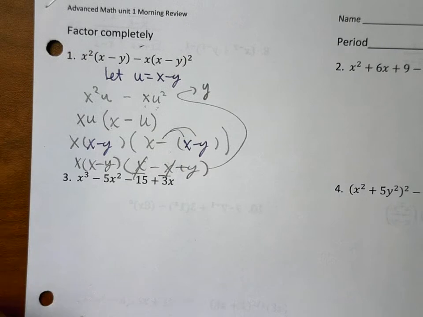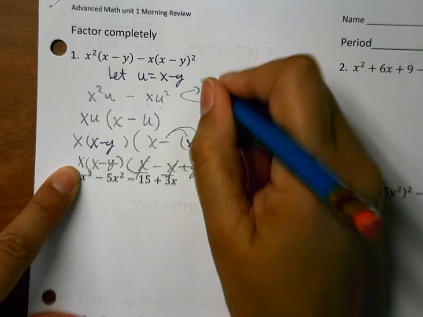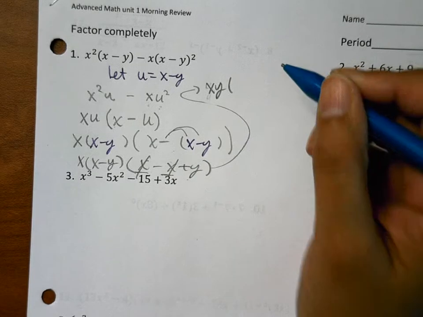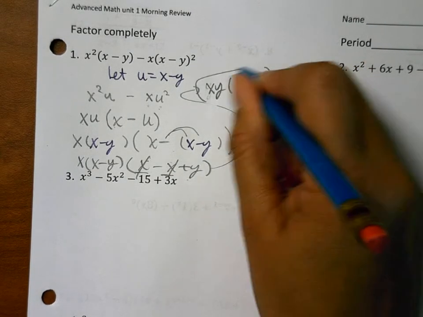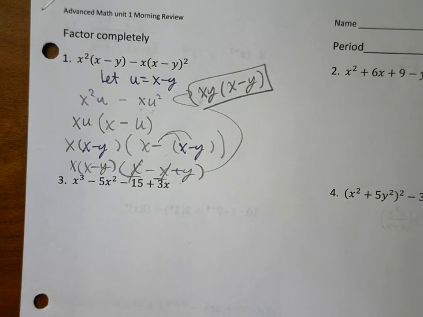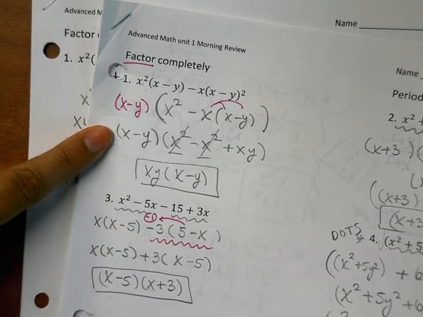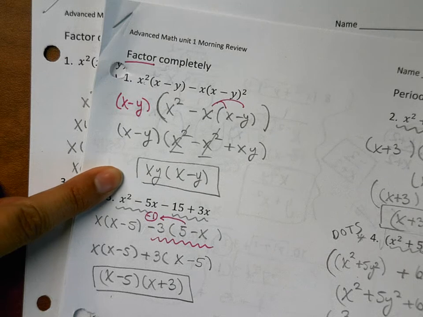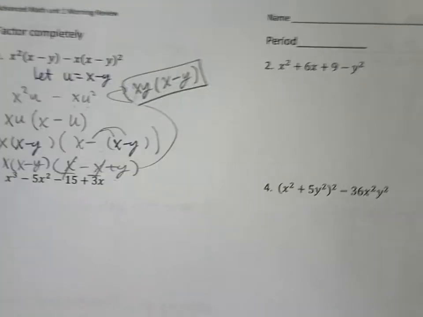Oh, how about xy? Because what's out front already? X. So the x and the y from there, xy parentheses, what? X minus y. Did anybody do it without substitution? Same answer? Same answer. I'll put it up here quickly if you did it and did not get the same answer. That's it there without u substitution. Okay. Moving on to number 2.